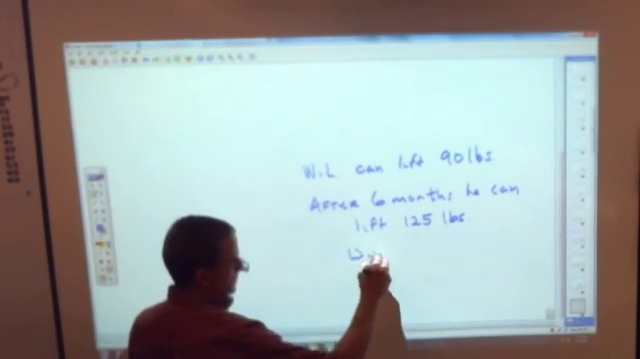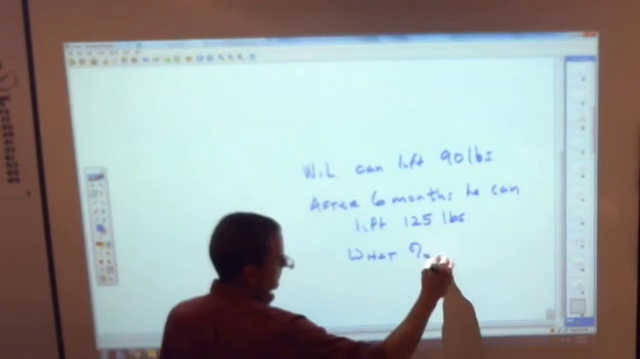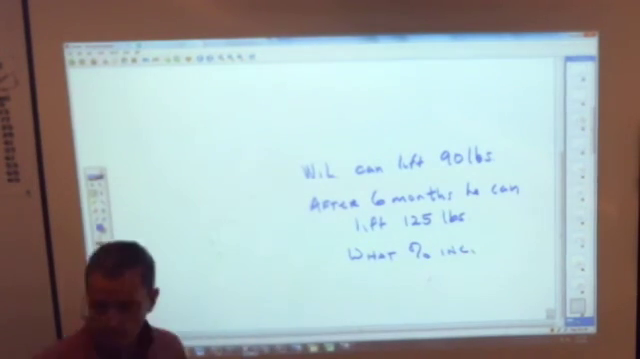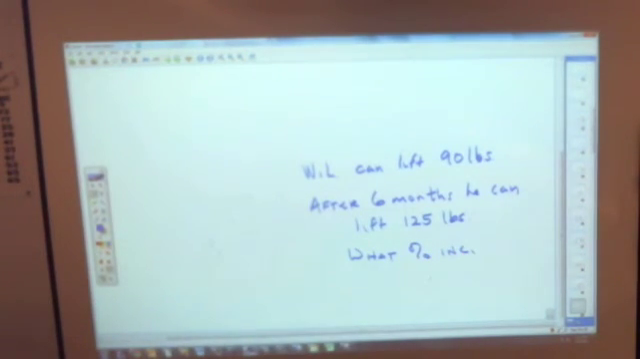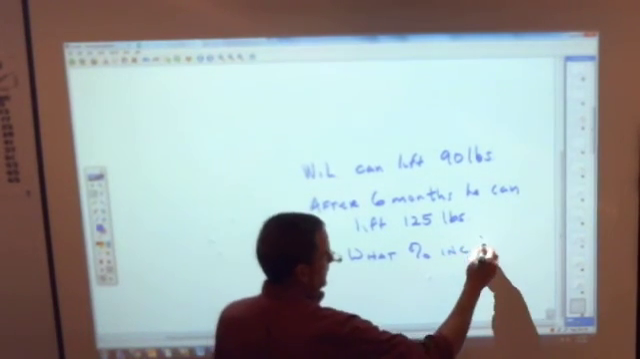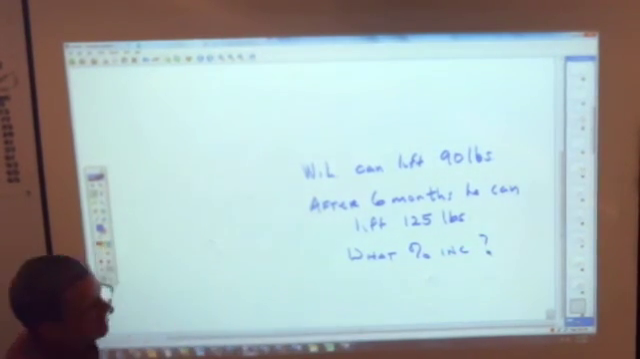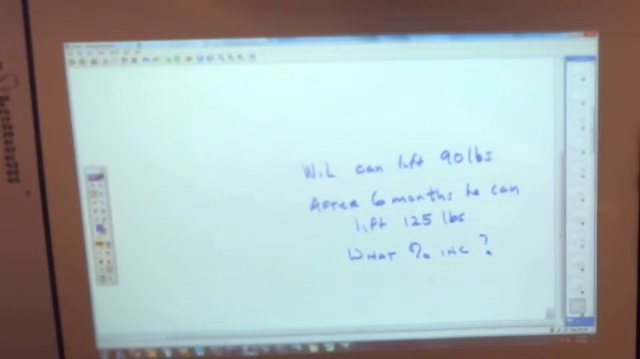What percent increase in the amount of weight he can lift? Do you think you can handle that? You should be able to do it the exact same way we just did. There's a lot of pressure on you on this, by the way. But I think it's possible.